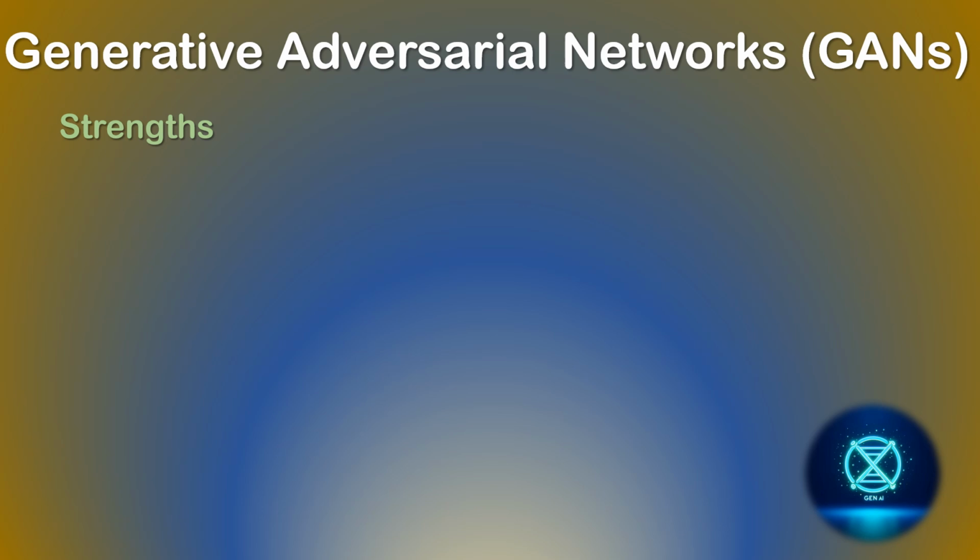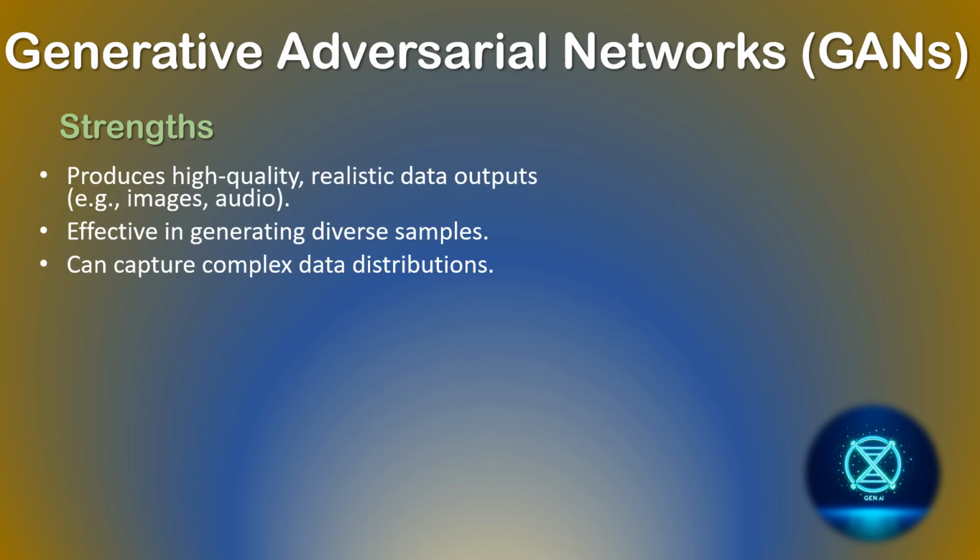And what are the strengths of GANs? They produce high quality realistic data outputs like images and audio, are effective in generating diverse examples, and can capture complex data distributions. So complex data it can generate. This is the main strength of GANs.